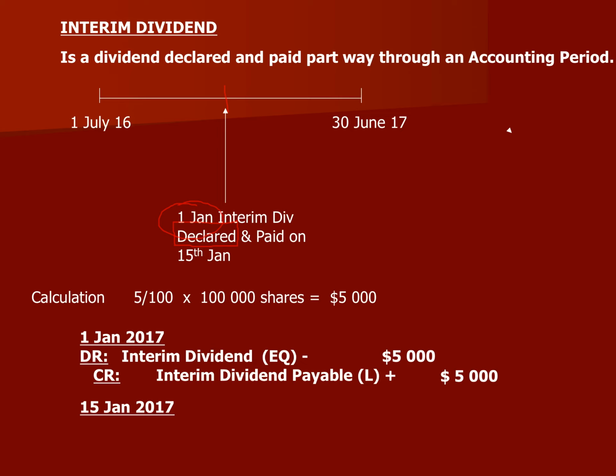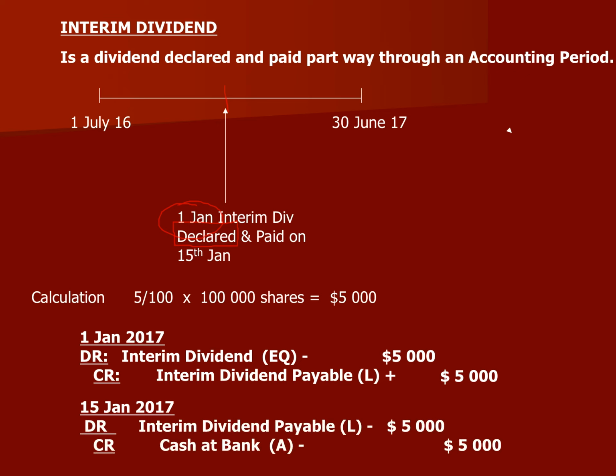When it's paid now on the 15th of January, we obviously write off that liability of 5,000. So on the 15th of January when it's paid, we debit the interim dividend payable and we credit our cash at bank account. A little bit different to the way that companies deal with the final dividends.